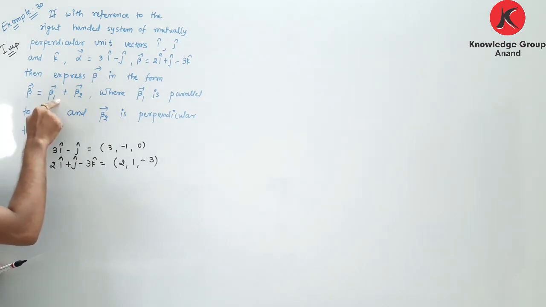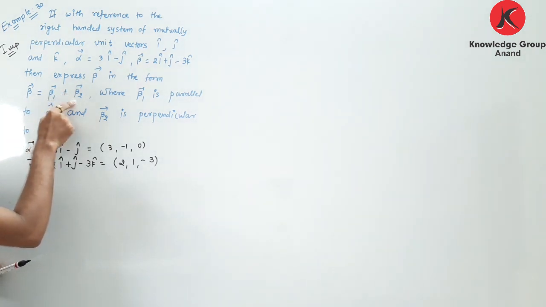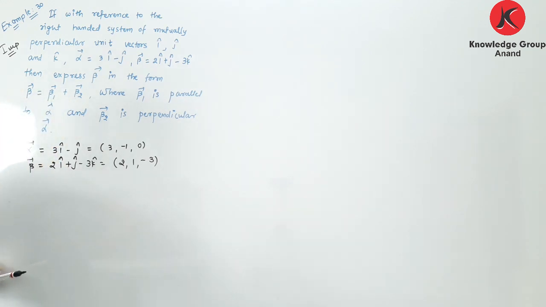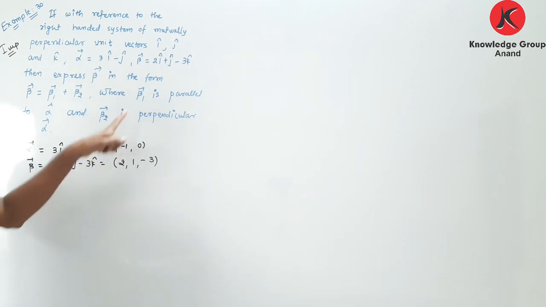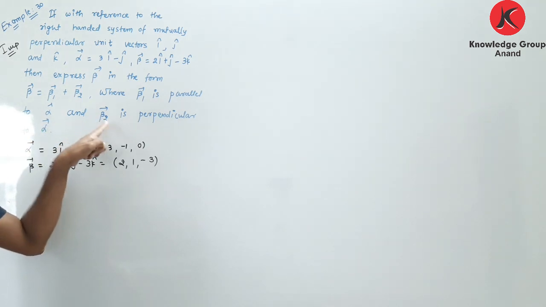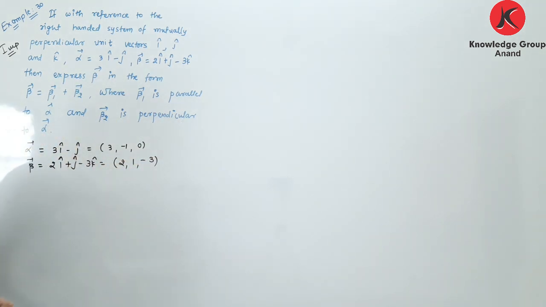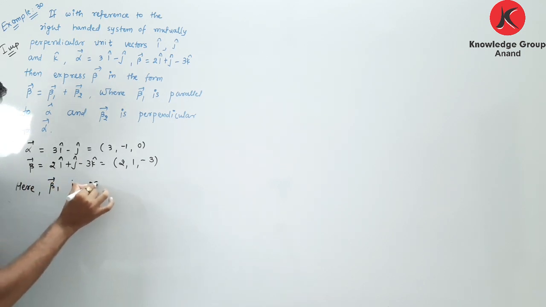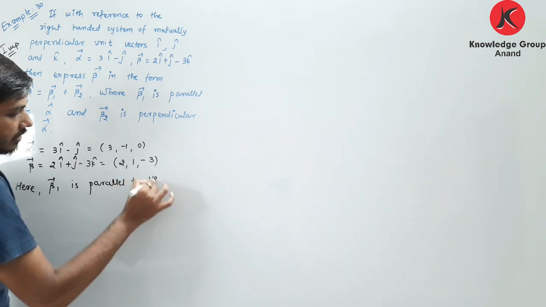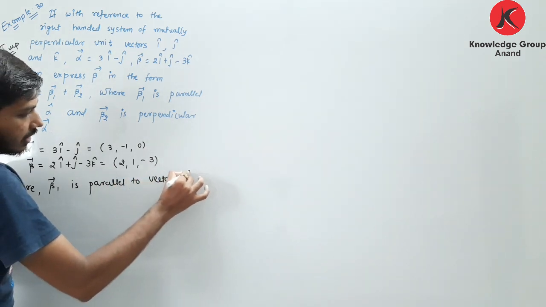Beta is there. Suppose we will get beta 1, then we can get beta 2 directly by use of beta minus beta 1, which is equals to beta 2. But the given condition is beta 1 is parallel to vector alpha and beta 2 is perpendicular to vector alpha. We have to use these two conditions. So here beta 1 vector is parallel to the vector alpha.